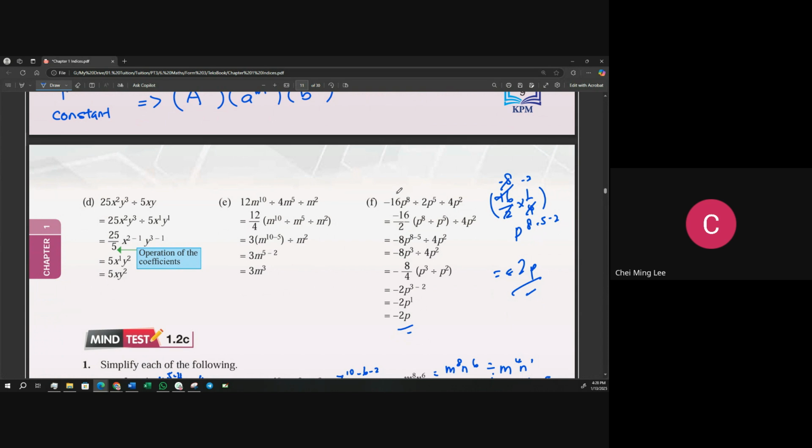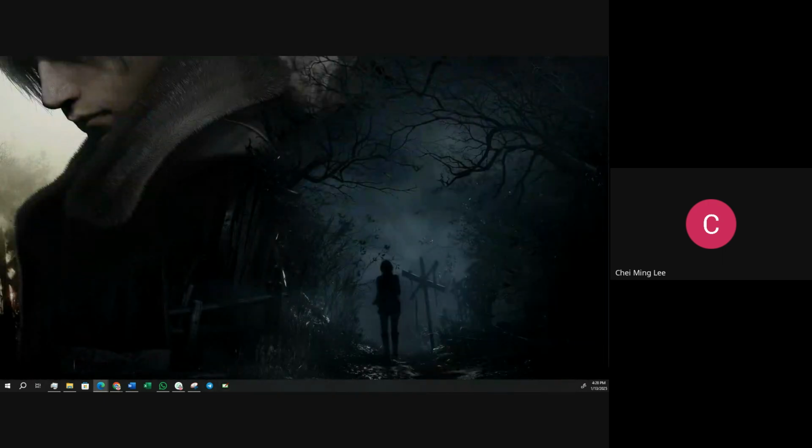For this one, the same. Negative 16 divided by 2 is negative 8. Negative 8 divided by 4 is negative 2. Okay. Then p to the power of 8 minus 5 minus 2, so left p, because it is p to the power of 1. Okay. All right. So let us do the work.